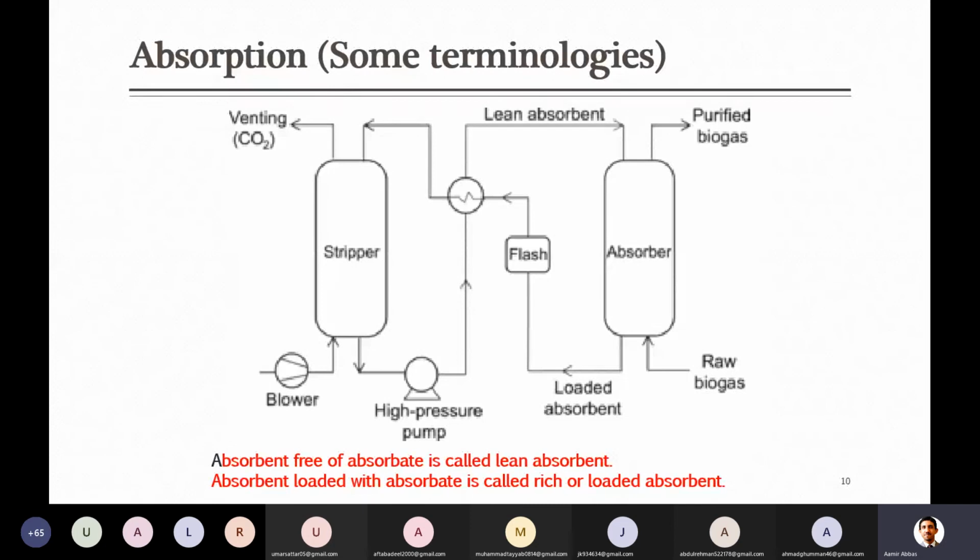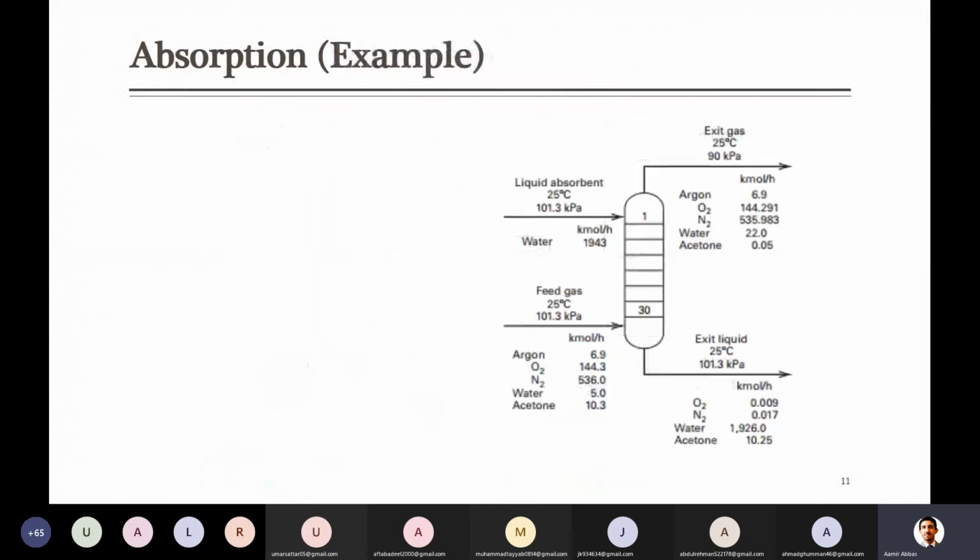But if there is some liquid which reacts irreversibly with the absorbate molecules, in those cases definitely there will be no stripper section. This section will not be part of those plants. There will be only one absorber column, and always you will be bringing some fresh feed as an absorbent to the system.